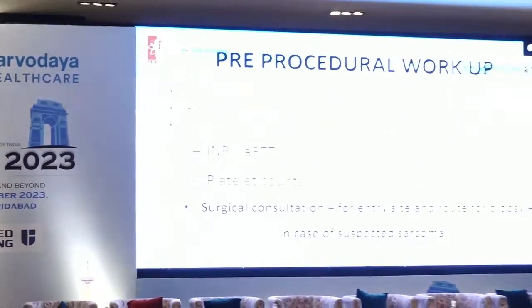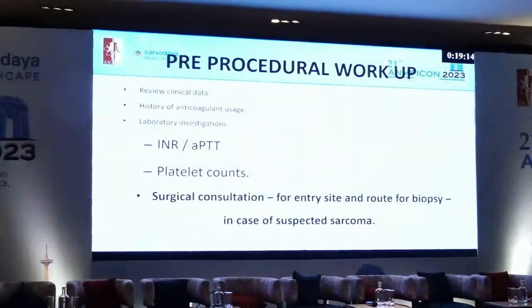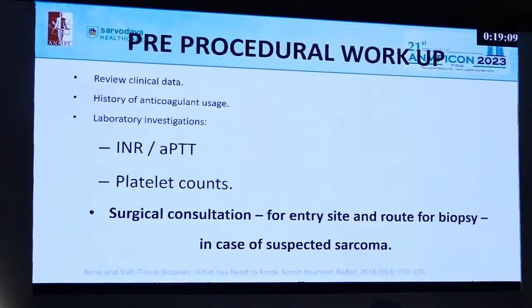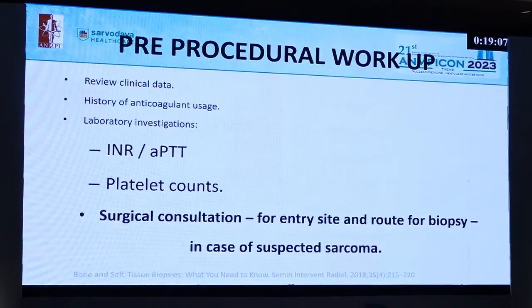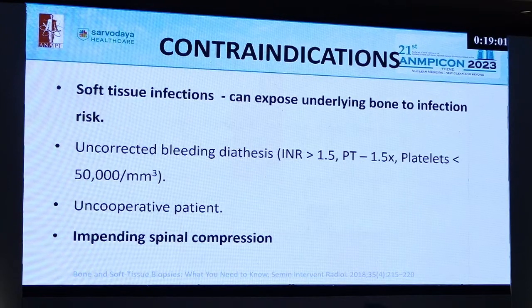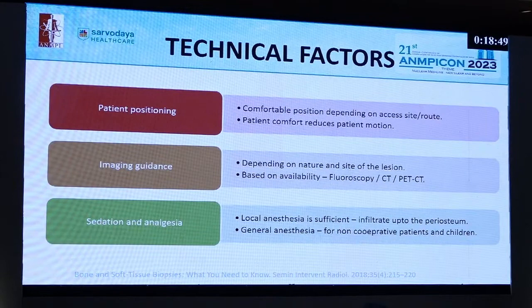So the pre-procedural workup remains nearly the same as for soft tissue biopsy, but we include a surgical consultation about the entry site and route of biopsy at the time of deciding on the biopsy. The contraindications are also relatively the same, but we have added soft tissue infections and impending spinal compression. The technical factors are also relatively the same as for soft tissue biopsies.